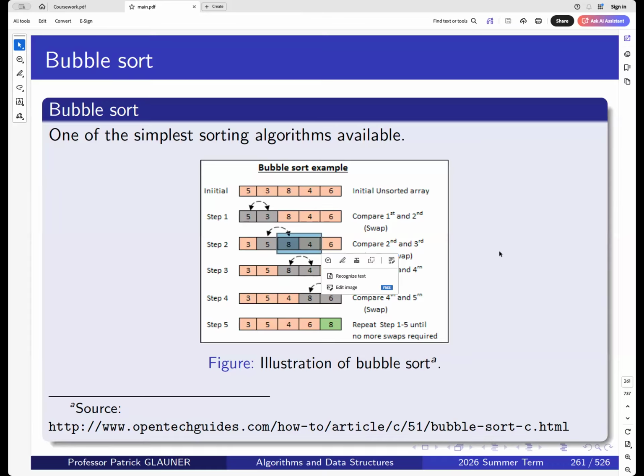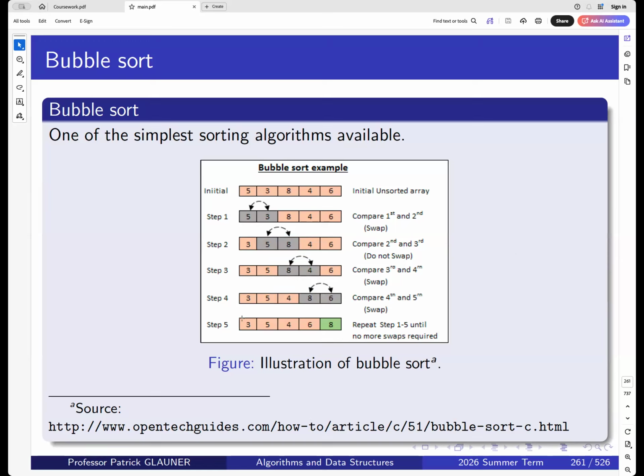Next, 8 and 4 are compared, as we see here, and they get swapped because 4 is less than 8. So we have 4, 8 here. And next, the last 2 entries get compared, 8 and 6, and they also get flipped.